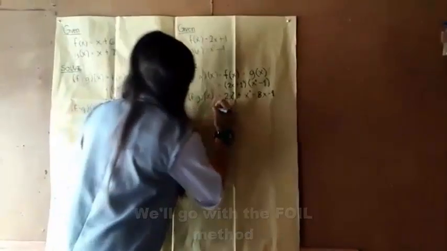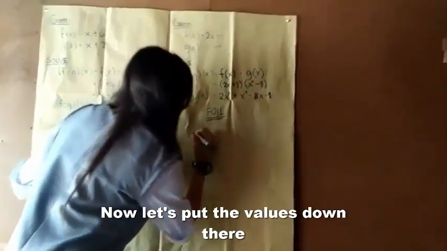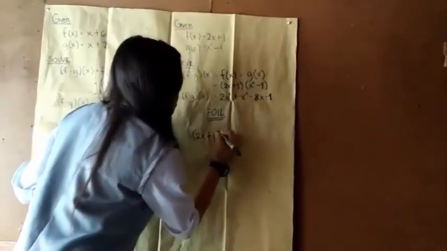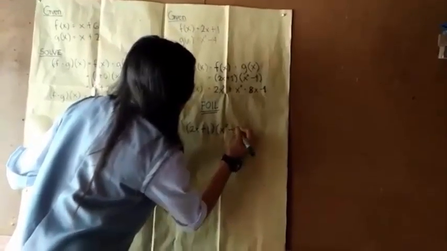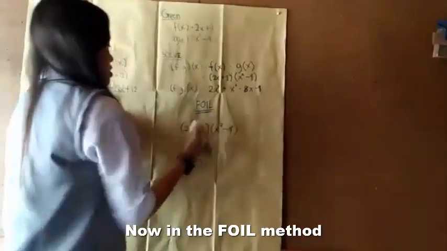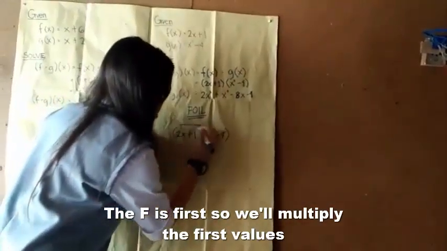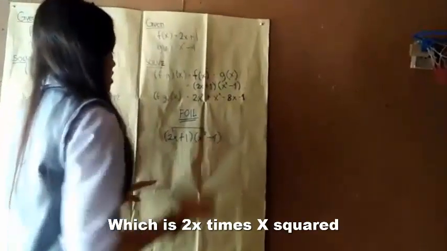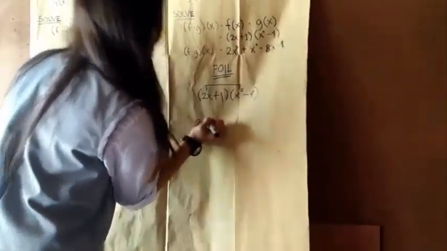To get the answer, we'll use the FOIL method. Let's put the values down there: 2x plus 1 times x squared minus 4. In the FOIL method, the F is first. So we'll multiply the first values, which is 2x times x squared. The answer is 2x cubed.